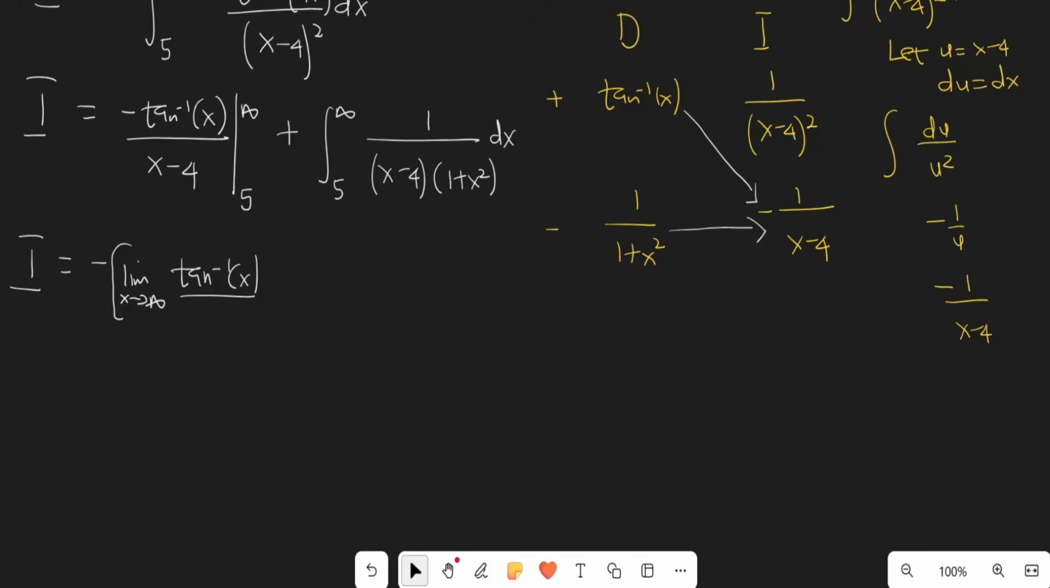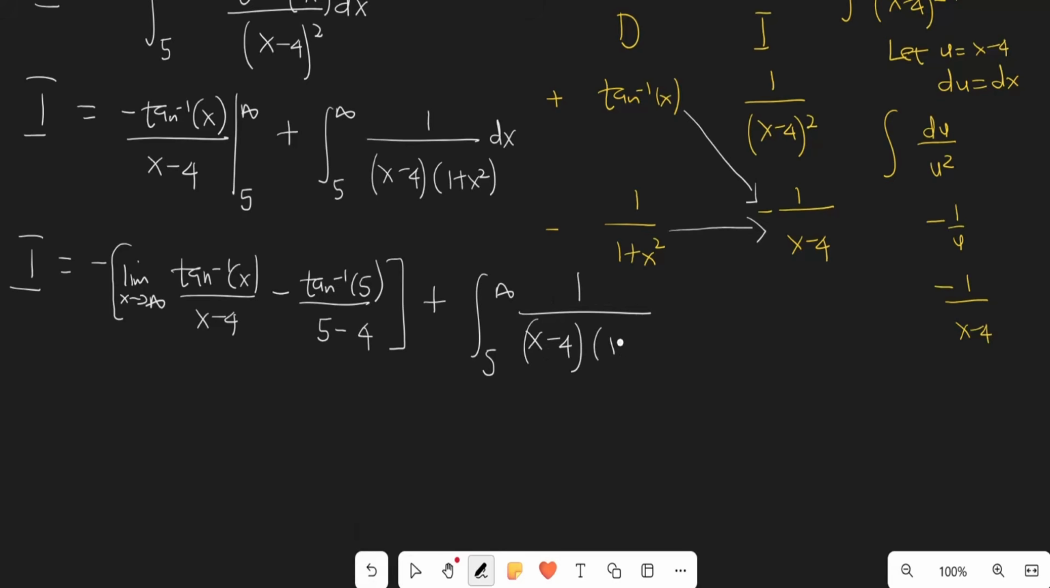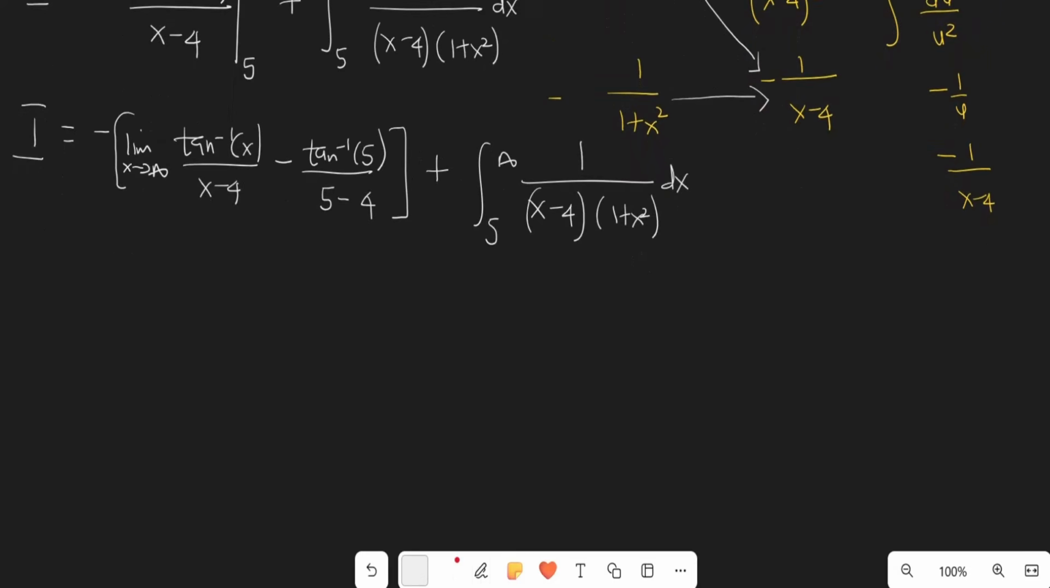This is divided by x minus 4, right? And then minus the lower limit, we are going to have the tan inverse of 5. So tan inverse of 5 divided by 5 minus 4, like this. These are the limits, and now you add the integral from 5 to infinity of 1 all over x minus 4, and this is multiplied by 1 plus x squared dx. Alright, so this is what we have.